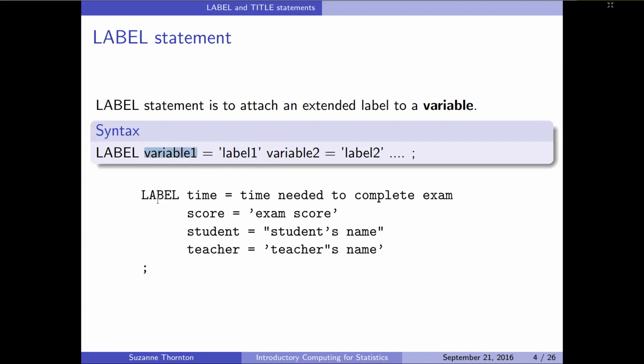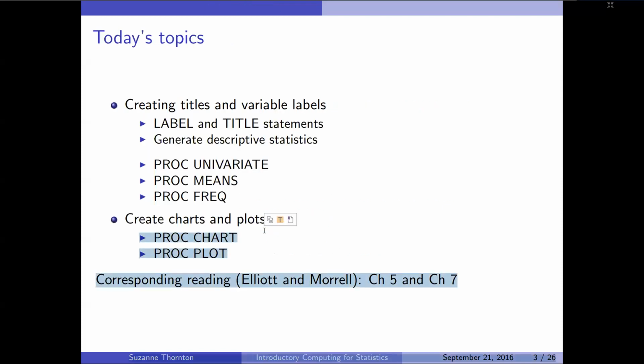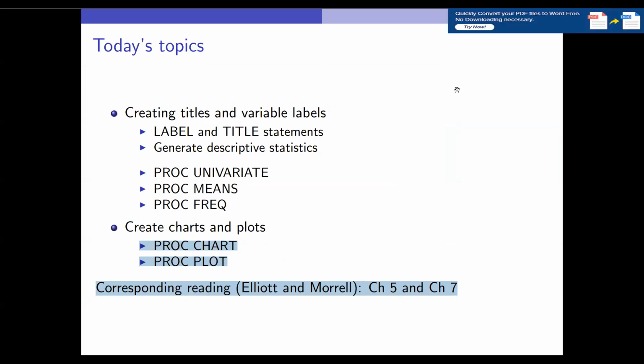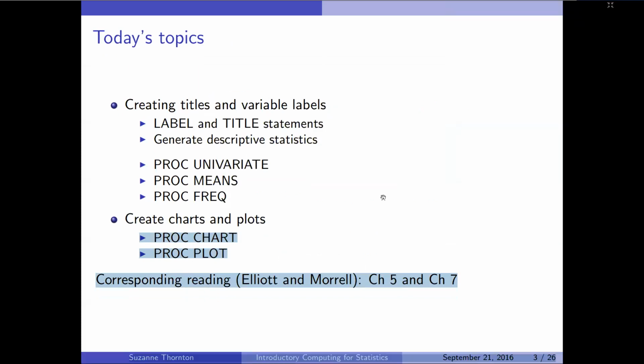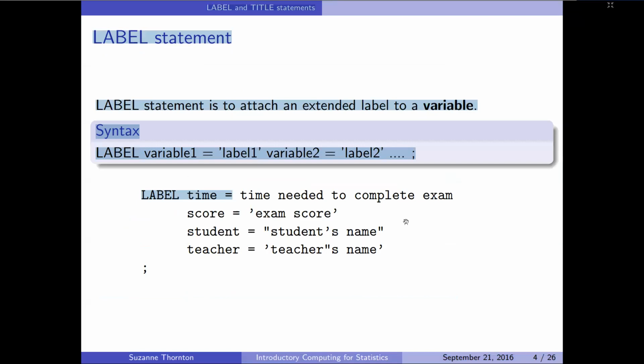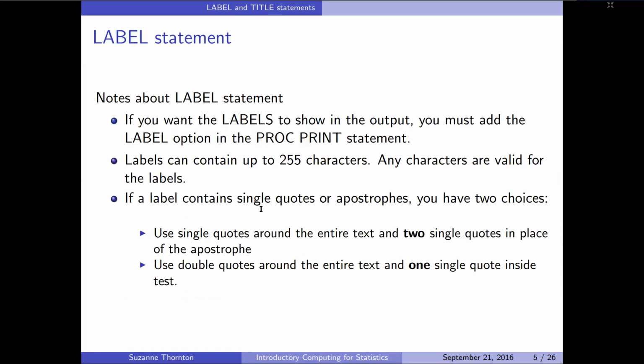A simple use of the label statement goes as follows. We type in the name of the variable and the label given to it. We give, for example, the time needed to complete the exam after the time variable, the exam score after the score variable, and so on. Here are some notes about the label statement.